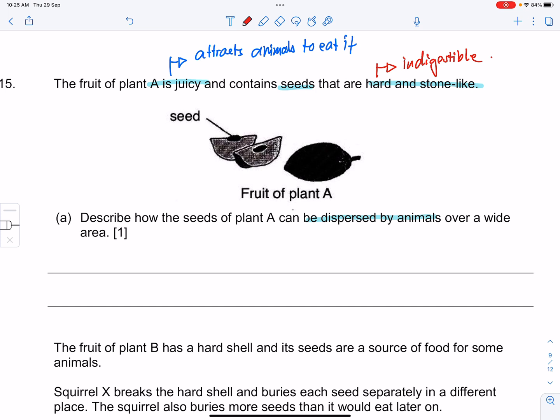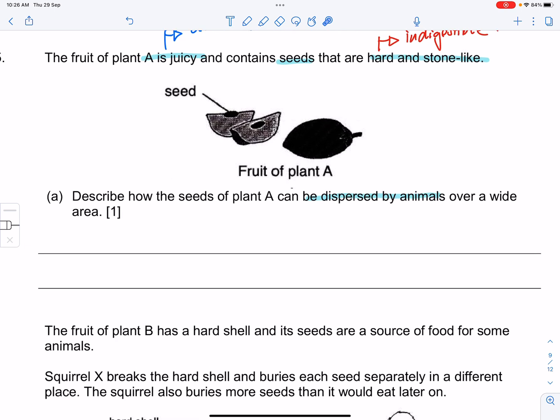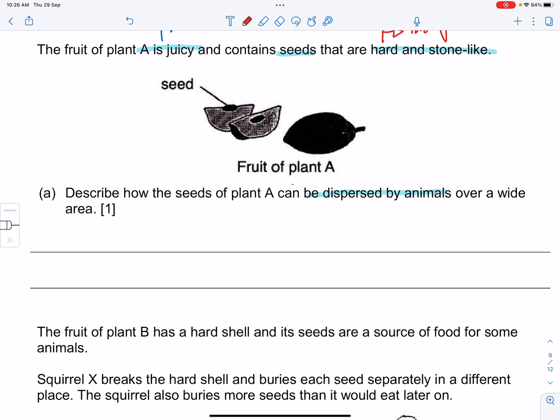So firstly, juicy means that the animals will eat the flesh of it. So many of the students actually say eat the whole fruit. No, you eat the flesh. You're missing the keyword flesh, and then you throw the seed away. Okay? And then you also must mention that the seed is not digestible. Okay? So how do we then translate that into written form?